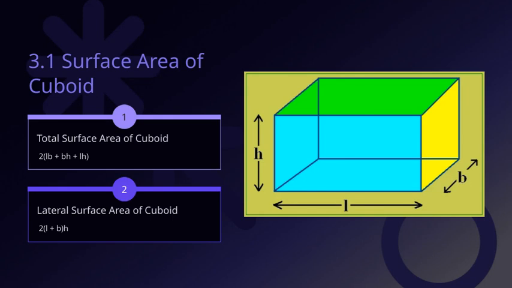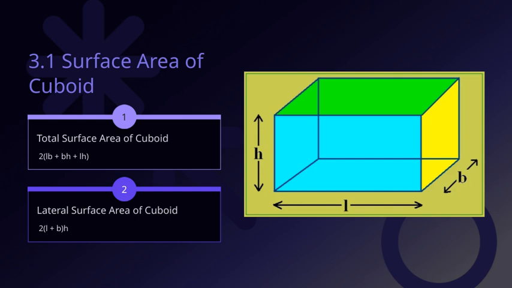The lateral surface area, which is the area of all the sides excluding the top and bottom, can be calculated using the formula 2 times the sum of the length times the height plus the breadth times the height. Essentially, we're adding up the areas of the vertical sides.